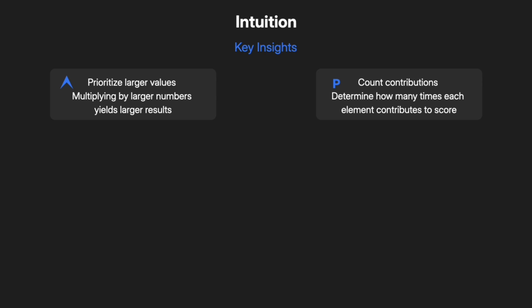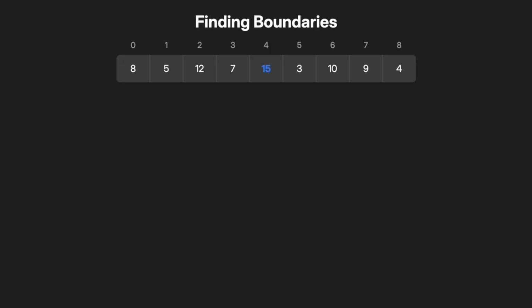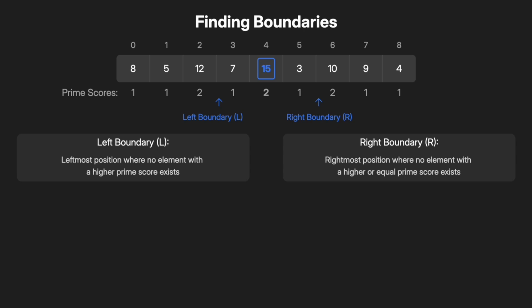Second, we need to determine how many times each element can contribute to our score. An element can only be selected if it has the highest prime score in a subarray. This leads to a critical question. For each element, in how many unique subarrays does it have the highest prime score? To answer this question, we need to find boundary positions for each element. The left boundary is the leftmost position where no element with a higher prime score exists. The right boundary is the rightmost position where no element with a higher or equal prime score exists.